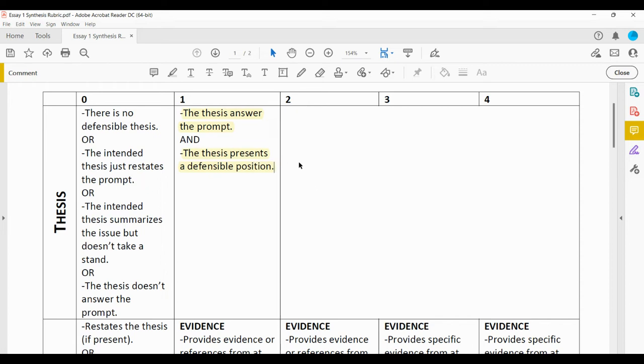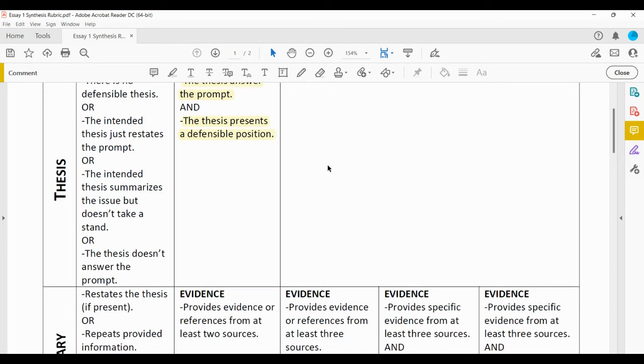Also, you need to present a defensible position. You can't just state a fact. For example, you could not say that your claim is many students have a lot of college debt. Yes, that's true. Good job. But that's not defensible. You need to have something to prove. So if you have a claim or a thesis that answers the prompt, that's defensible. You will get your point for your thesis.